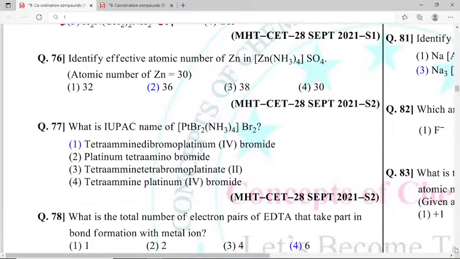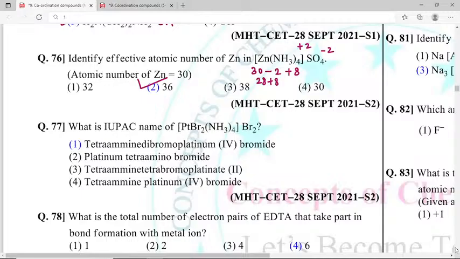Identify the effective atomic number, Z. That's the effective atomic number. How much is the atomic number here? Zinc has 30. Oxidation number: this is minus 2 and this is plus 2. So zinc having oxidation number plus 2, plus 8. So that's 28 plus 8. So 36 is your answer.